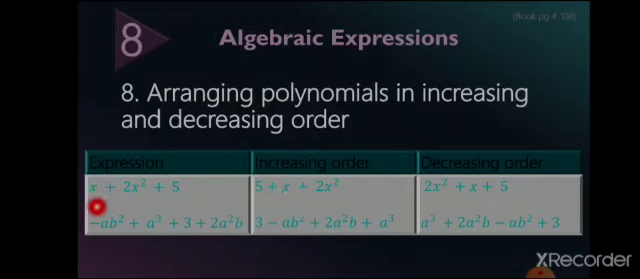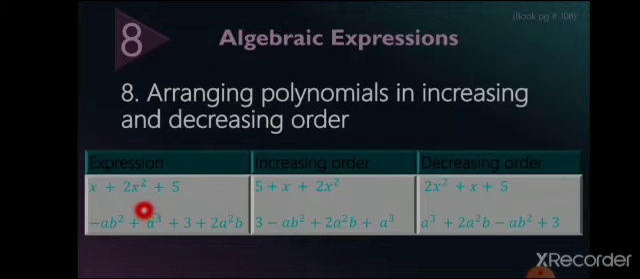Similarly, for this one, as you see, negative ab square plus a cube plus 3 plus 2a square b. We have to arrange it in increasing and decreasing order. How will we convert it into increasing and decreasing order? Look carefully. As I have told you, first of all, the variable is a. When there are different variables a, b, c and d, we also have to move in increasing order. In a, b, c we have to move in ascending order. So first of all, it's a cube.